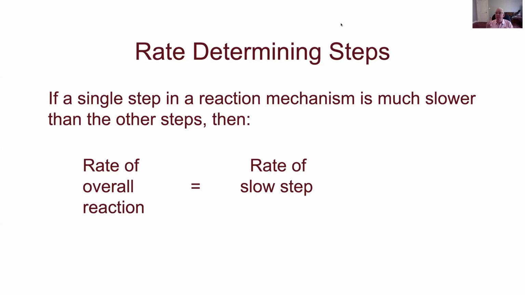If I have one step that's much slower than the rest, then it turns out that the rate of the overall reaction is controlled entirely by the rate of the slow step. And those two things actually get to be equal. That often feels bad; it just doesn't feel right to people. But there are a lot of analogies we can use for this.